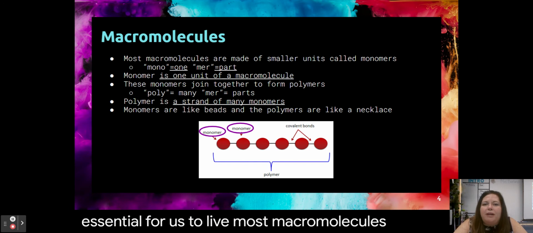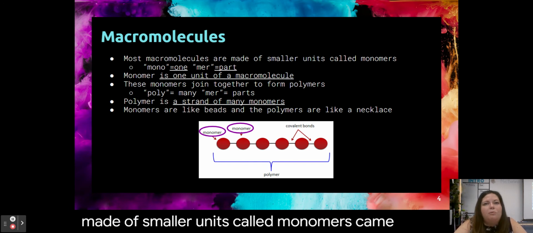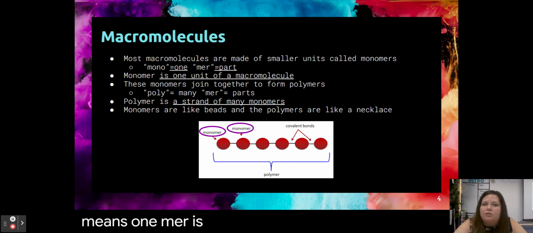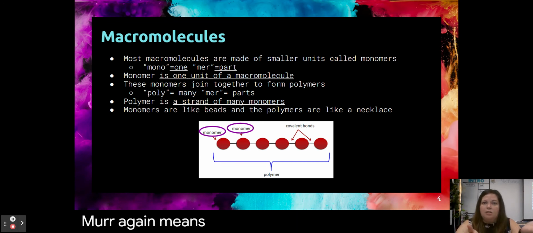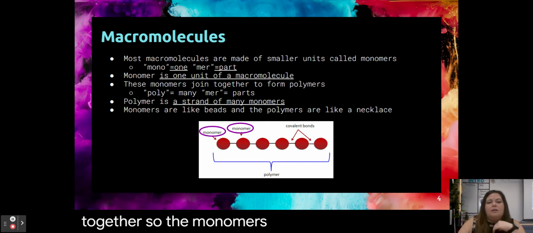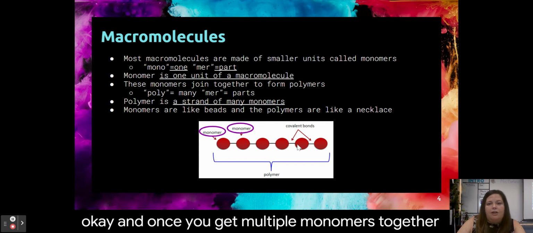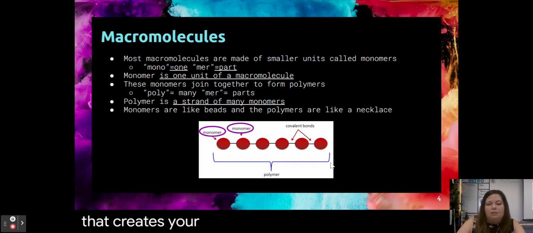Most macromolecules are made of smaller units called monomers. Okay, mono means one, mer is part, so it's one part. It is one unit of the macromolecule. These monomers then join together to form a polymer. Poly means many. Okay, mer again means part, so it's many parts bonded together. So the monomers start bonding together. Okay, and once you get multiple monomers together, that creates your polymer.